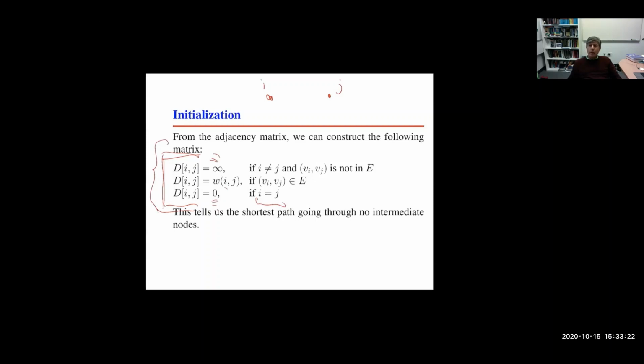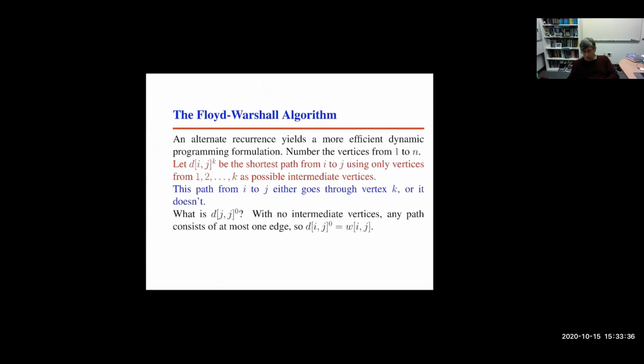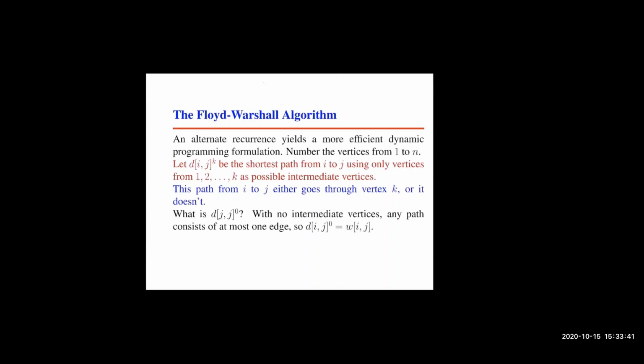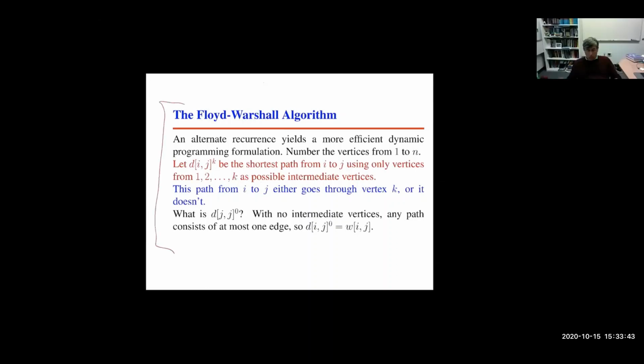The question is, can we update this matrix where we allow vertices to be in the intermediate? That's going to be kind of now the idea behind this particular algorithm. How would we do it? Well, there is an algorithm called Floyd's algorithm, which basically is going to say, number all the vertices from 1 to n. That already kind of happens.